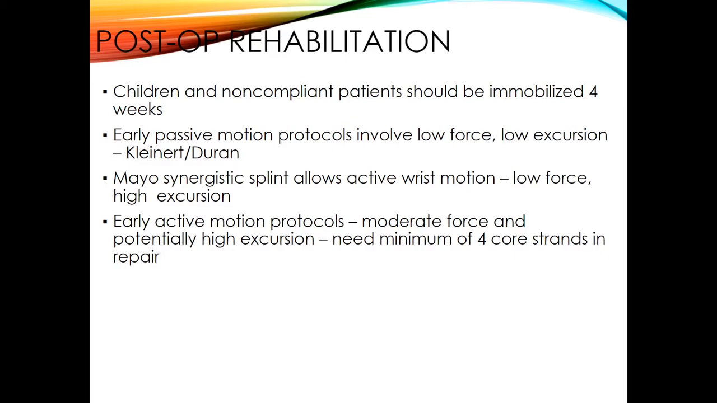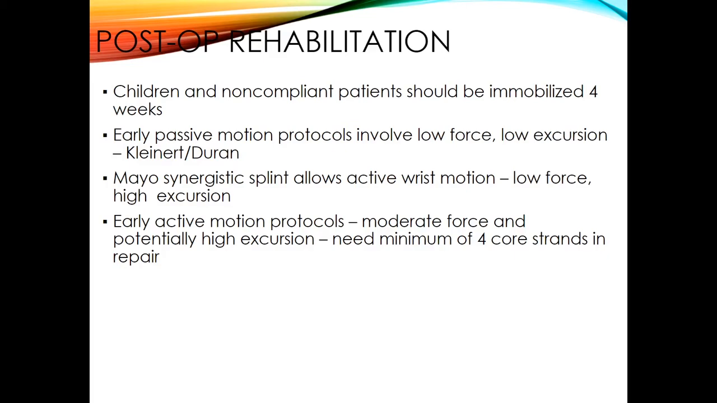The Kleinert and Duran are sort of low force, low excursion, early passive motion protocols. The place and hold, for example. The Mayo Clinic developed the synergistic splint that allows for active wrist motion, which is low force, high excursion.